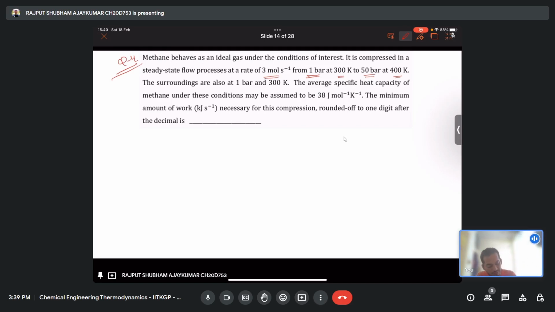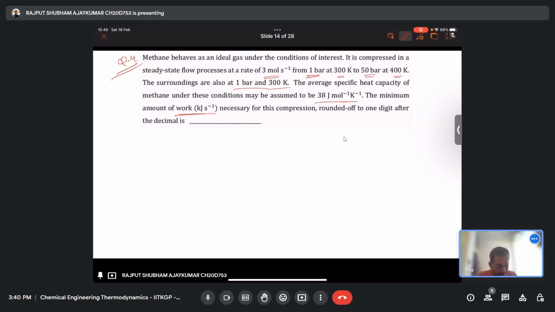The surrounding pressure and temperature are also given to us, so we take P surrounding as 1 bar and T surrounding as 300 Kelvin. The average specific heat capacity of methane under these ideal gas conditions is given as 38 joule per mole Kelvin. The minimum amount of work, in kilojoule per second, necessary for this compression is what we need to find, that is, the work done on the ideal gas, methane, under steady state process in kilojoule per second.